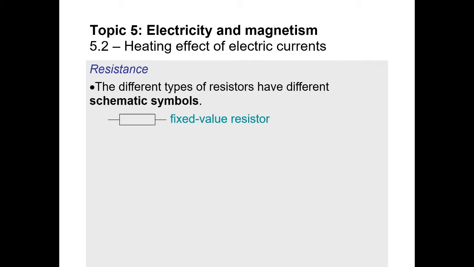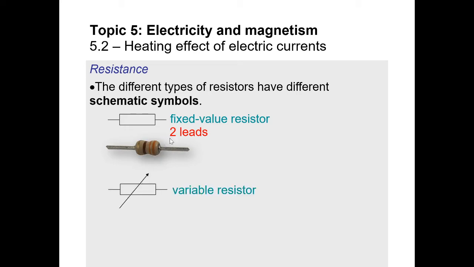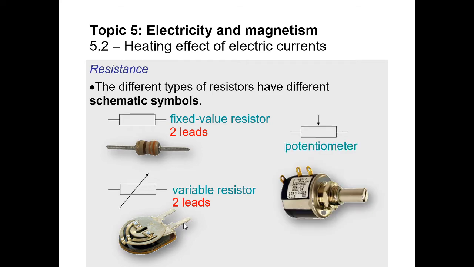All right, now the various symbols. This right here, an empty rectangle with 2 leads on the ends, that's the fixed value resistor. That's the one with the ceramic and the various color bands. It has 2 leads. We've got the variable resistor, and it's represented with an arrow going diagonally through the resistor box. This also has 2 leads. And we've got the potentiometer. This has 3 leads, and it's also a type of variable resistor.